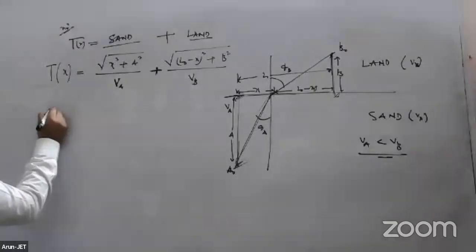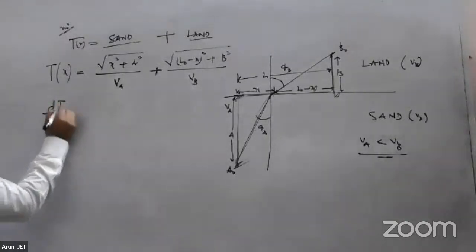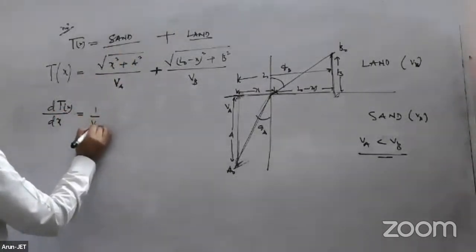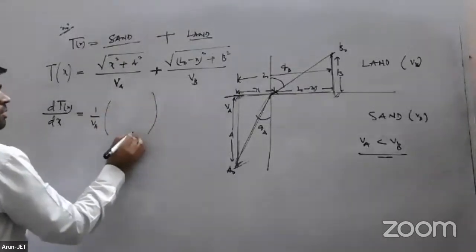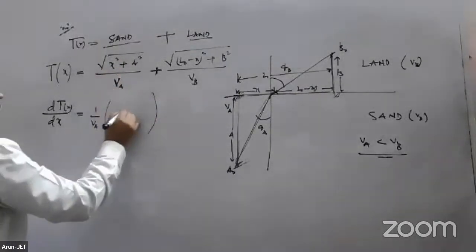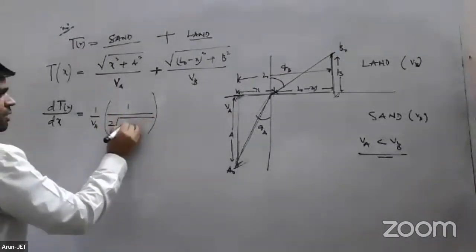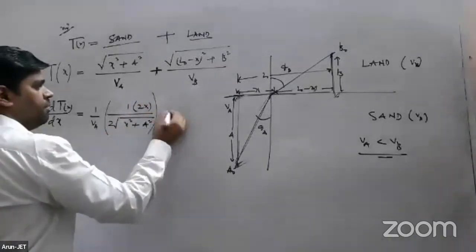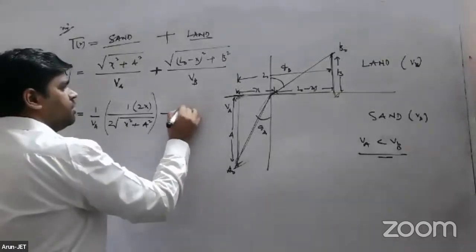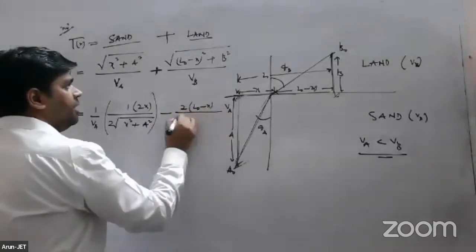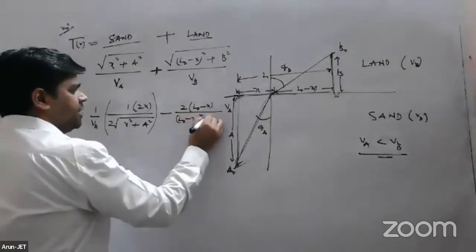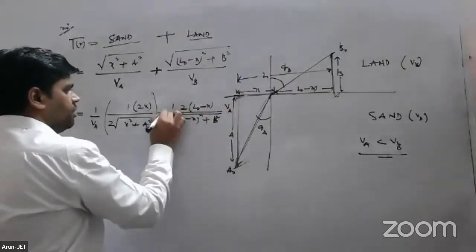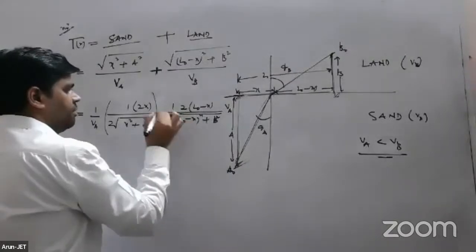Alright, now I differentiate this. dt/dx. What is the derivative of this one? This is VA. Derivative of this one is 1 by 2 root x, chain rule, into 2x, minus, 2 (L naught minus x) by root of (L naught minus x) whole square plus b square, 1 by VB.